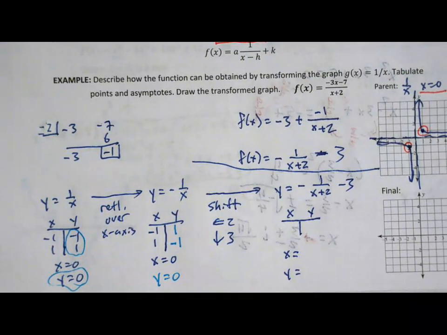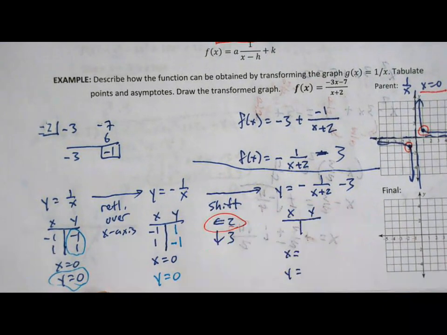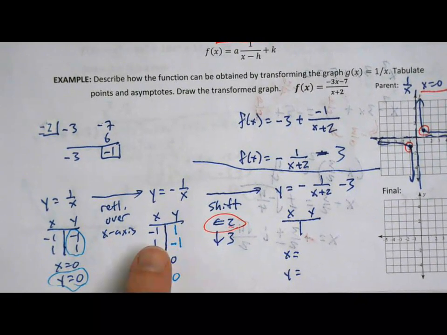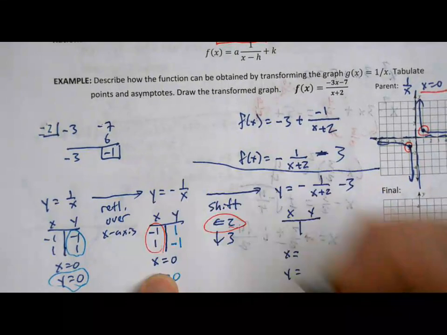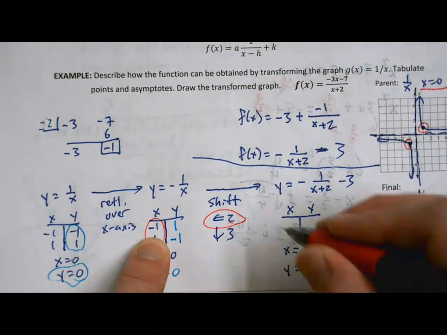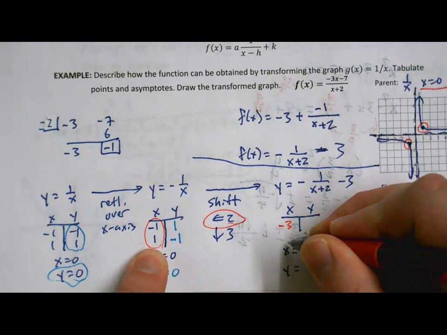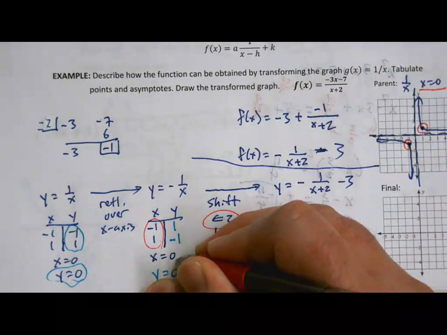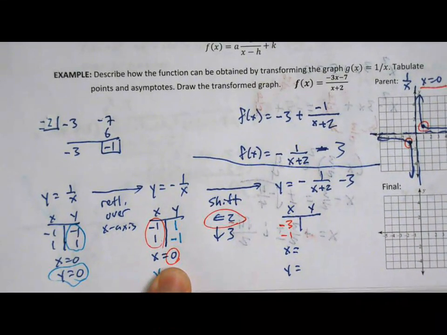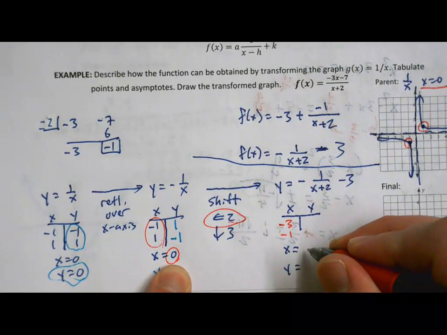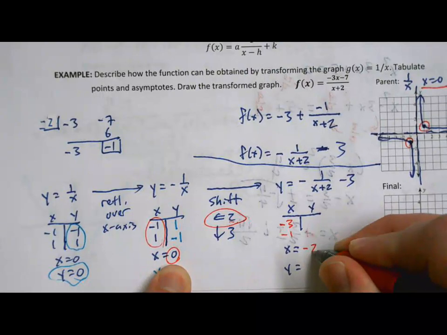So left by 2, that's going to affect our x coordinates. We're just going to subtract 2 from each of our x coordinates. So -1 minus 2 would be -3, and 1 minus 2 is -1. And then we also need to change this asymptote was at x equals 0. Since that's an x value, we need to subtract 2 from that also.